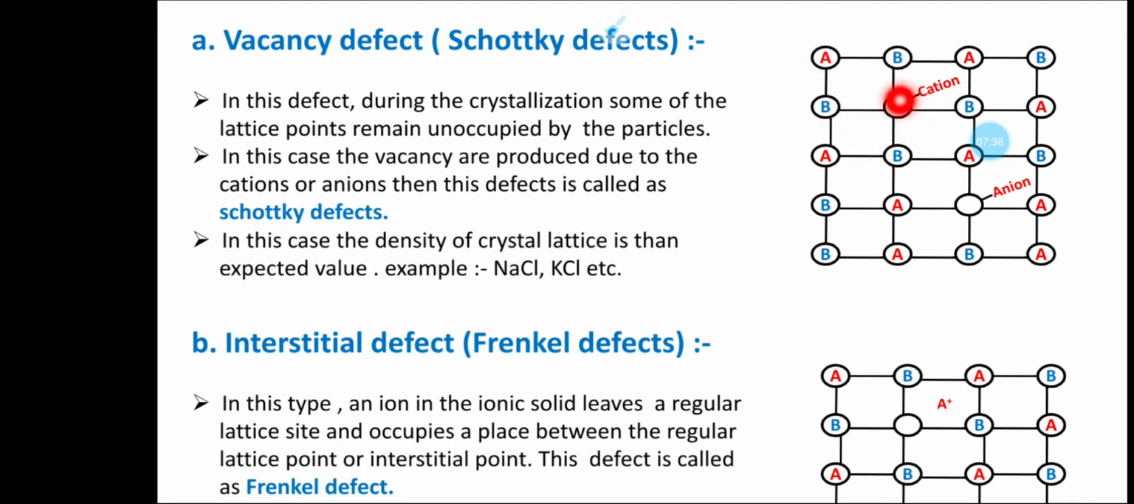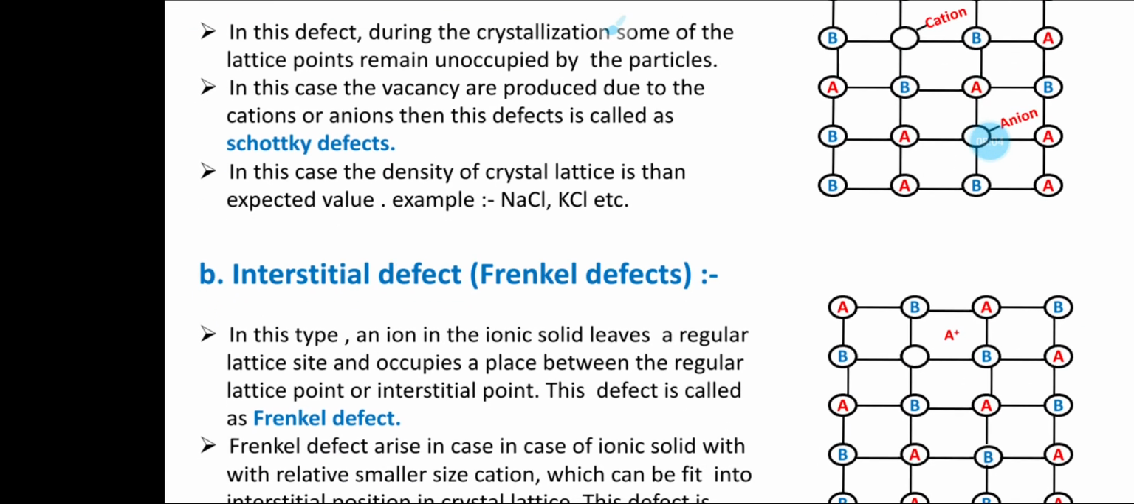So this cation also vacant, that means this lattice point is vacant. This lattice point is vacant due to the absence of an ion. The vacancy is created because of the cation. So this is about the vacancy defect or Schottky defect. So density is always less than expected.